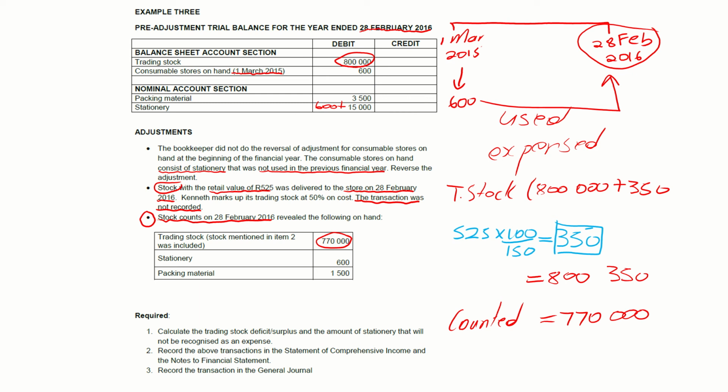This tells us that the trading stock that we have in the trial balance, or in our books, in our records, of 800,350, that amount is incorrect. So we need to adjust that value to the actual value of trading stock, which is 770,000. That tells us that we need to adjust our books down. And when you adjust your trading stock value in your books down, you will have trading stock deficit.